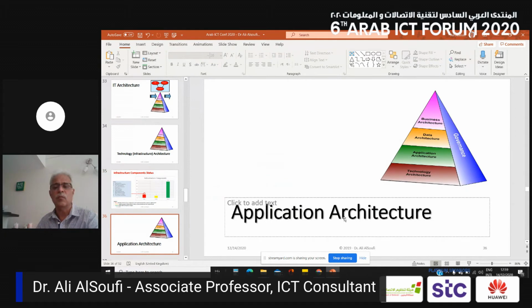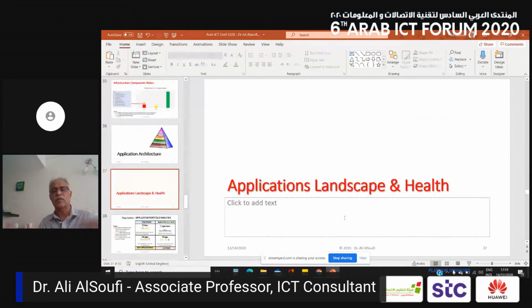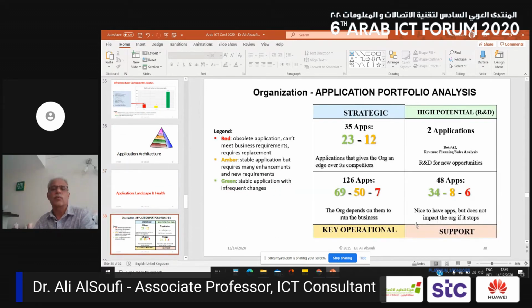Application architecture: we looked into the application architecture or landscape and the health. You need to measure the health of the applications because these are the applications that are running your operation. So you need to look at their health, how they are. Maybe some of them are very old, and accordingly the business is suffering from this application, and it needs to be replaced or modified. We call this application portfolio analysis.